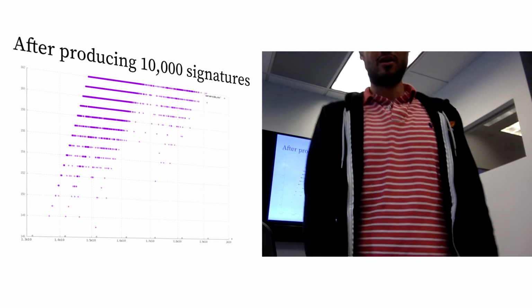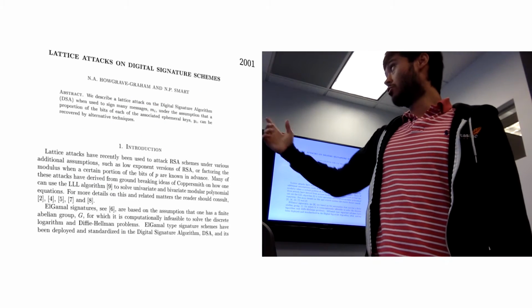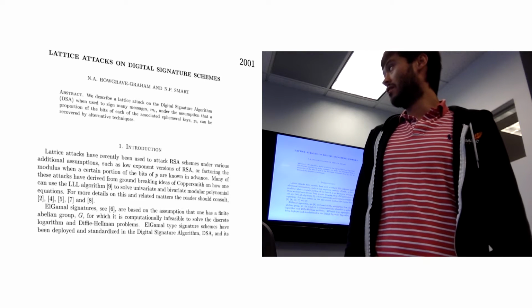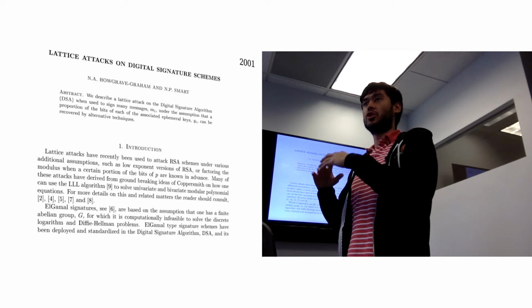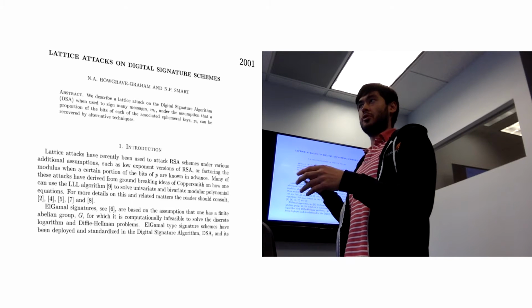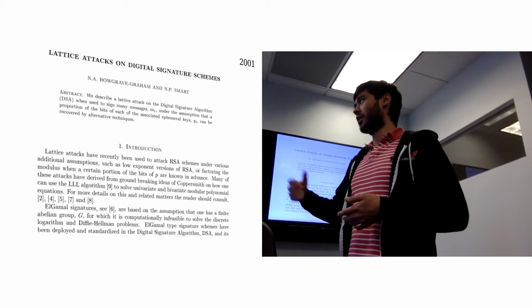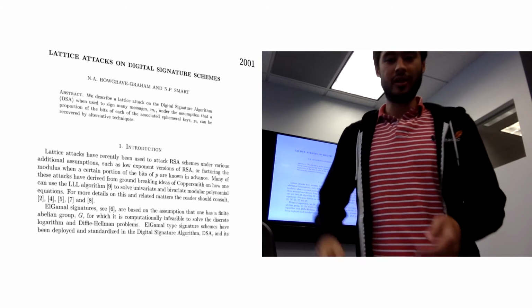But the size, well, there was an attack in 2001 by Hargrave, Graham, and Smart, two brilliant cryptographers as well, that found that if you know a few most significant bits of a bunch of signatures' nonces, then you can recover the nonces. And if you can recover the nonces, you can recover the private key. So I'll explain that later.